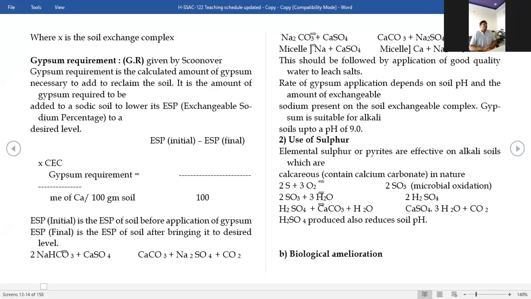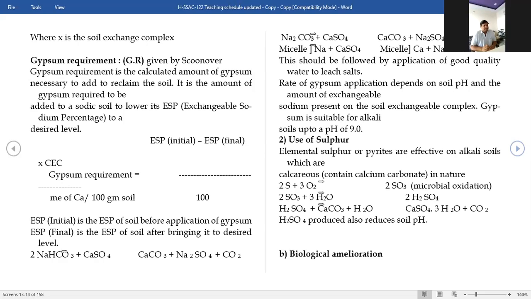Then the scientist Kuhn has given the gypsum requirement. What is the gypsum requirement? It is the amount of gypsum required to be added to a sodic or alkali soil to lower its ESP, that is exchangeable sodium percentage, to a desired level, so as to obtain normal soil. The formula for gypsum requirement is initial ESP minus final ESP divided by 100, multiplied by CEC. It is all about the use of gypsum.